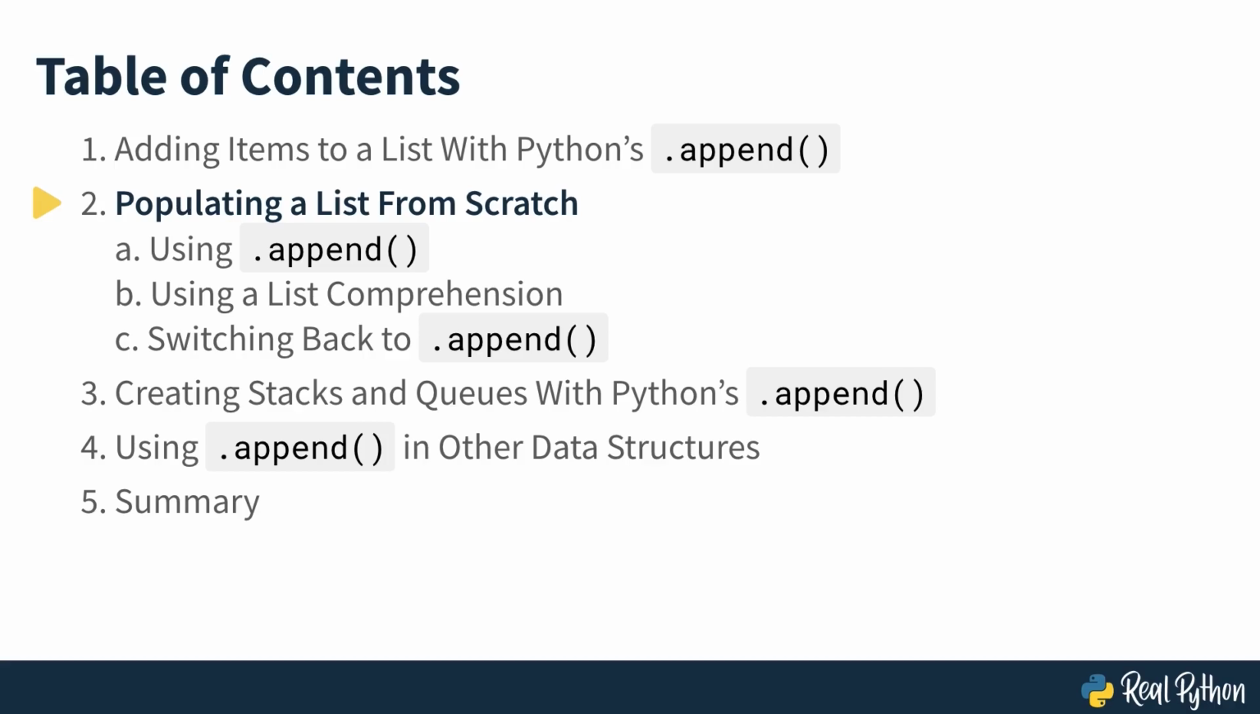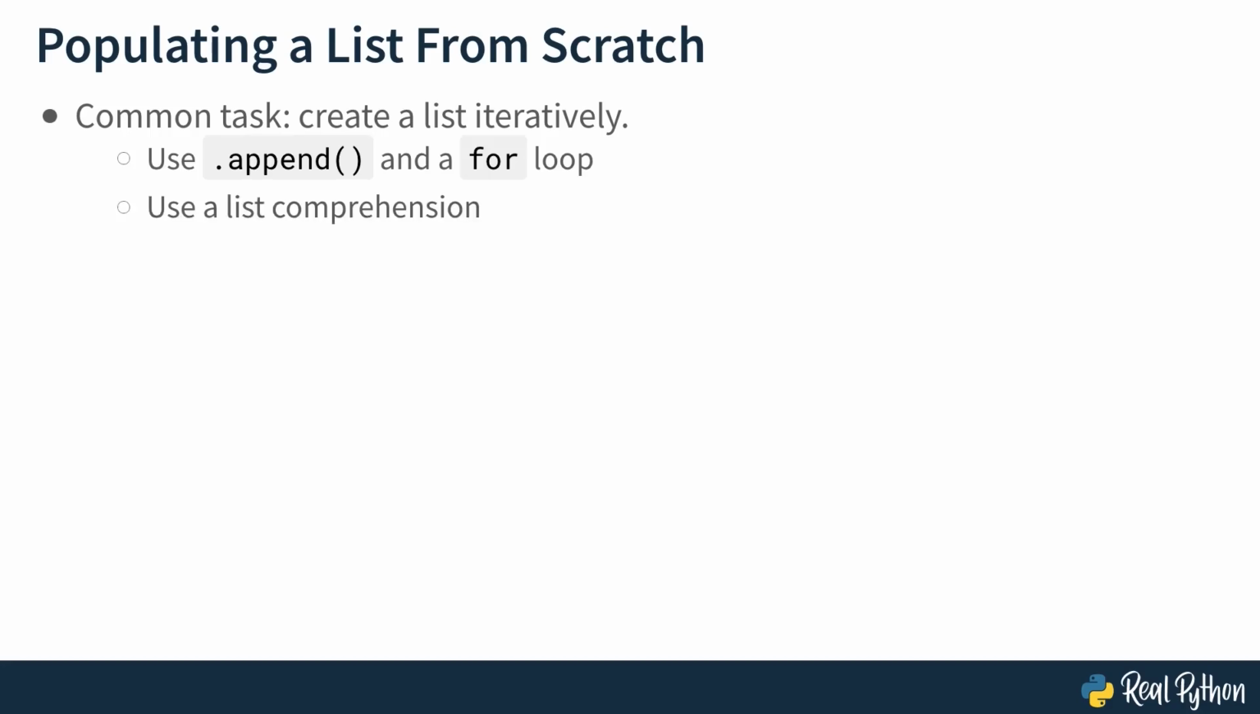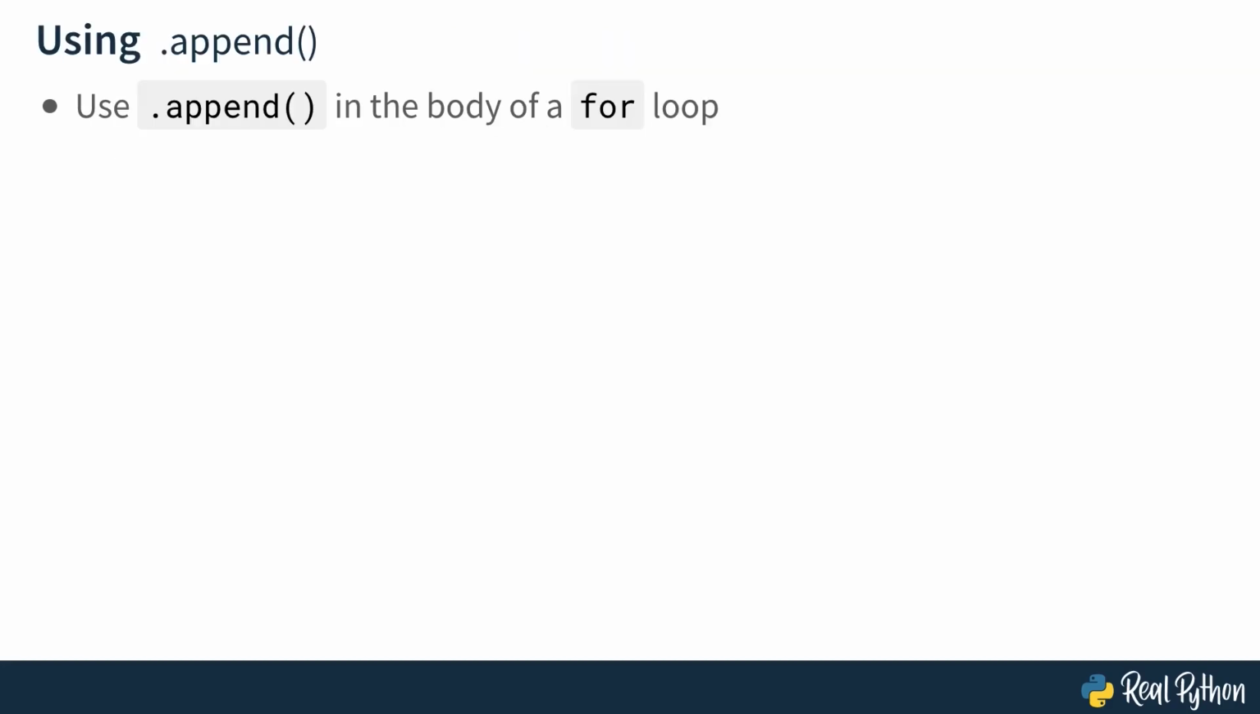In this lesson, you'll see one of the most common uses of the append method, which is populating a list from within a loop. A very common task in Python, and other programming languages for that matter, is to create a list iteratively. Here, you'll see how to do that using append inside a for loop. And in the next lesson, you'll see how that's done with something called list comprehension. But let's start with the for loop.